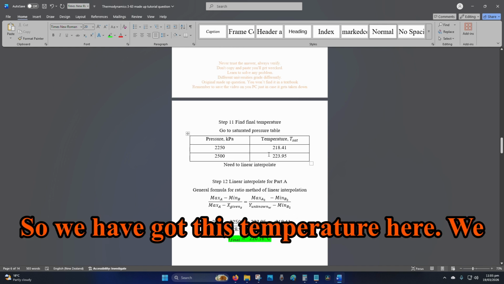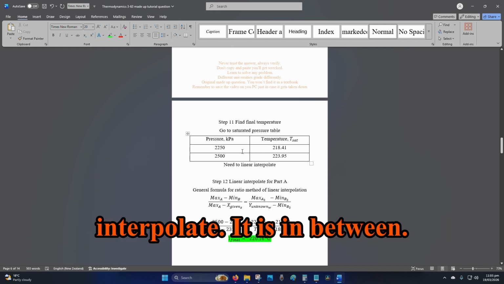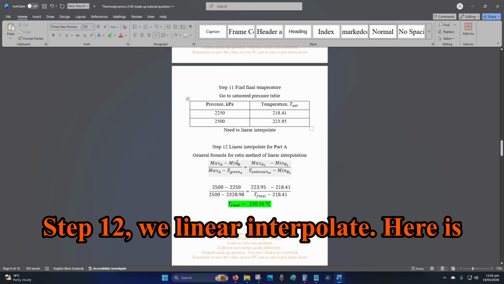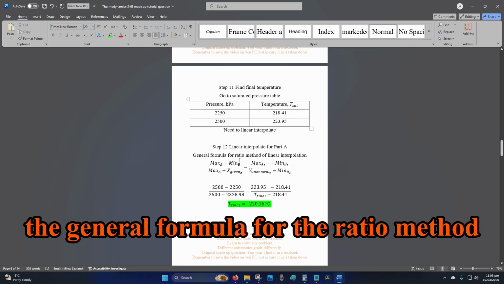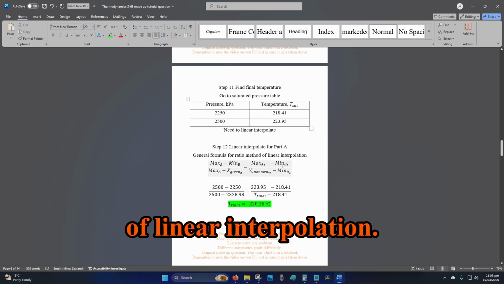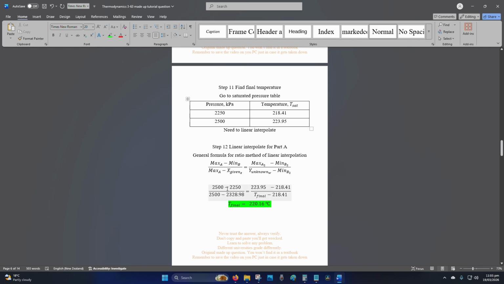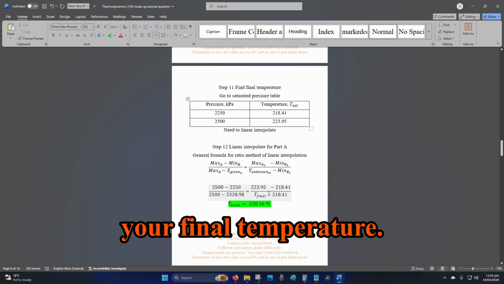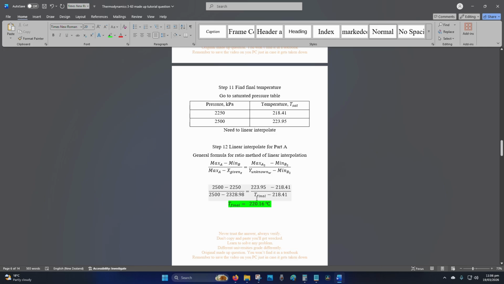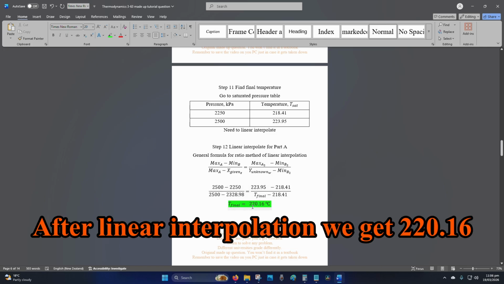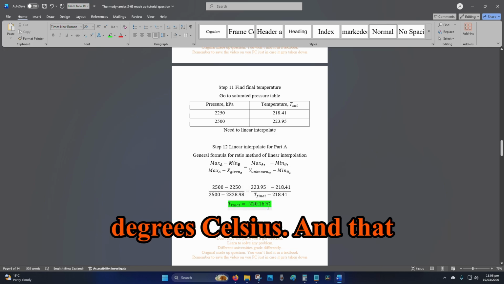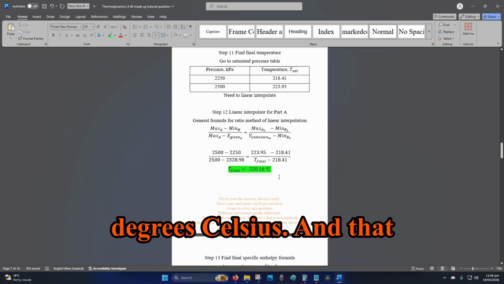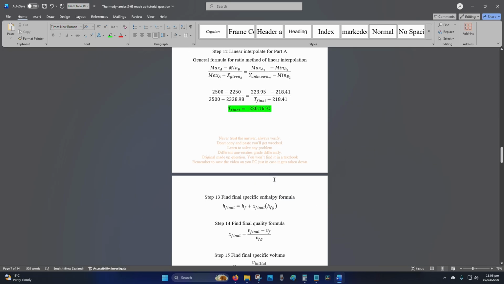So we've got this temperature here. We need to linear interpolate. It's in between. Step 12, we linear interpolate. Here's the general formula for the ratio method of linear interpolation. The left-hand side is your pressure. The right-hand side is your final temperature. After linear interpolation, we get 220.16 degrees Celsius, and that's the answer for part A.